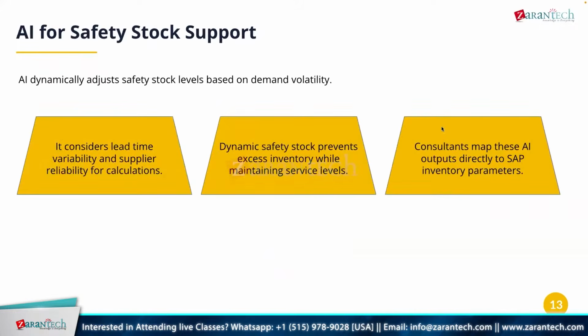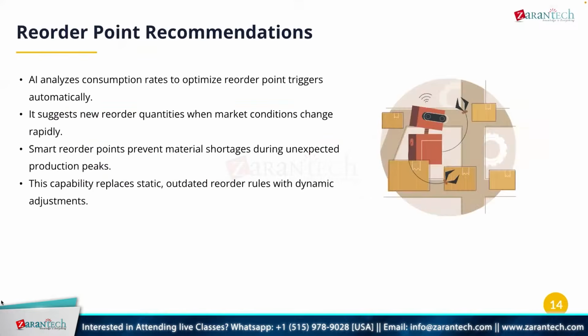So next, AI for stock support, as you know, how much stock is there, whether overstock or low stock. I'm just holding the screen for half a minute, please look. Okay. So the next one, reorder point recommendations. Especially, reorder point recommendations will be found in SCM. When AI analyzes consumption rates or consumption patterns, it can optimize reorder point triggers automatically.